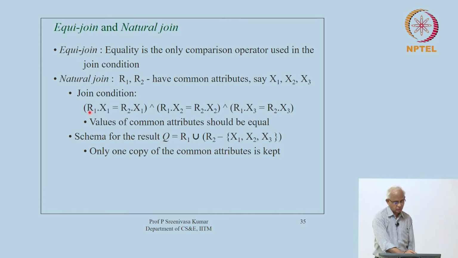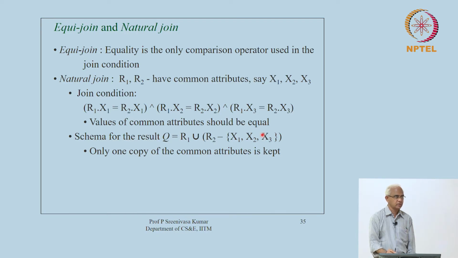So the join condition is always assumed to be like this: R1.x1 equals R2.x1, R1.x2 equals R2.x2, R1.x3 equals R2.x3. x1, x2, x3 are the only common attributes between R1 and R2, and we put the equality for them, so values of common attributes should be equal is the join condition, and the result schema for Q will be R1 union R2 minus these 3 attributes, because you only need one copy of x1, x2, x3.